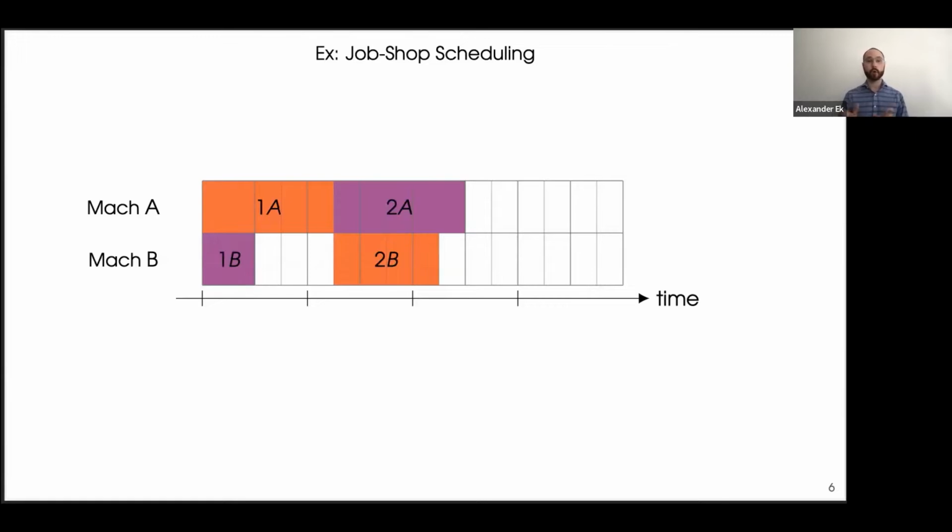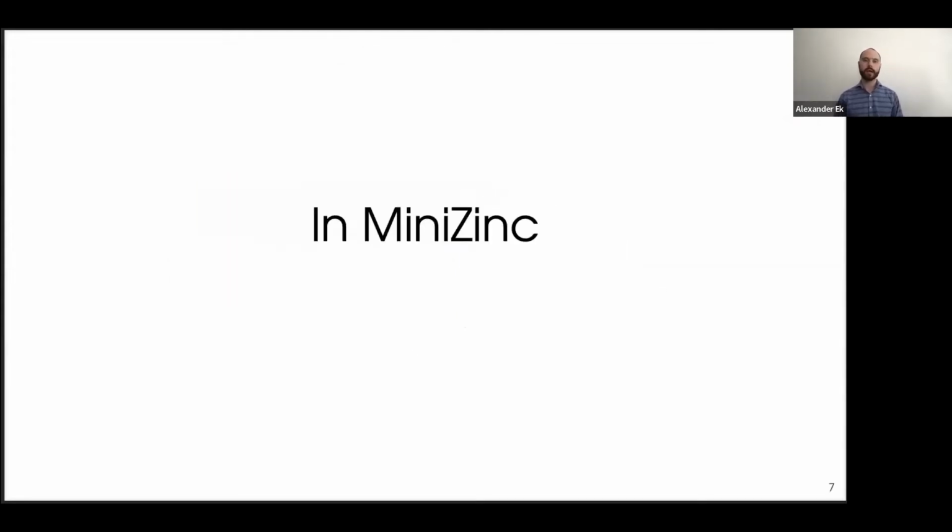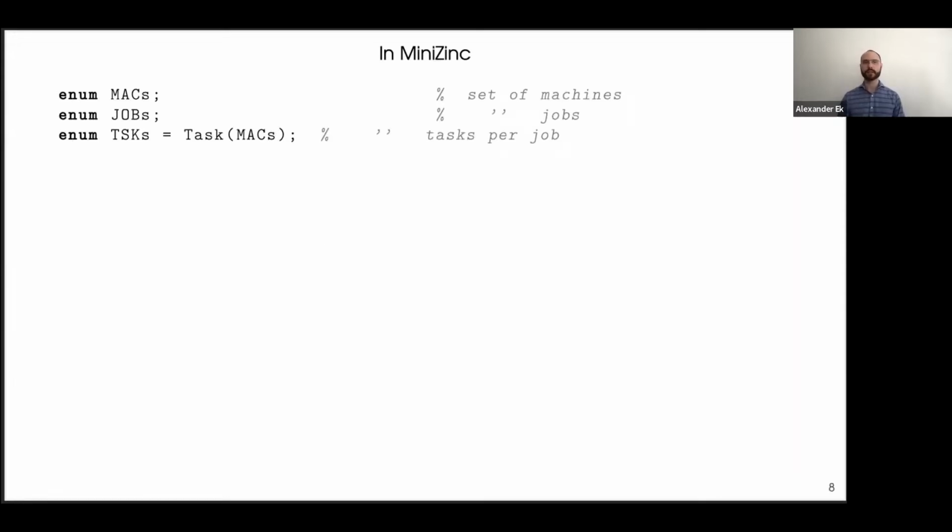So none of them overlap on one machine, and we need to complete the first task before we do the second task. And then we want to complete this as early as possible to minimize the makespan. Now let's quickly look over how we model this in MiniZinc so we can understand the high level and the accessibility of this. First we want to define the objects we're talking about. We have a set of machines, a set of jobs, and a set of tasks, and here I just wrote that we coerce the task from the machine because we have one task per machine, so we can write it like that.